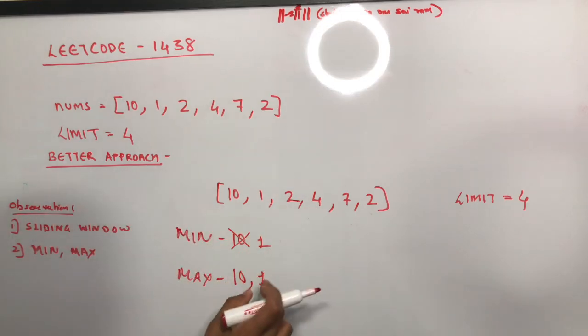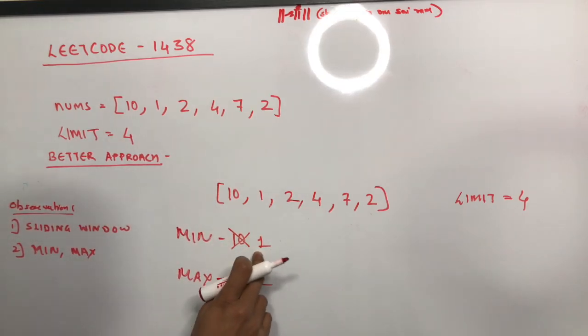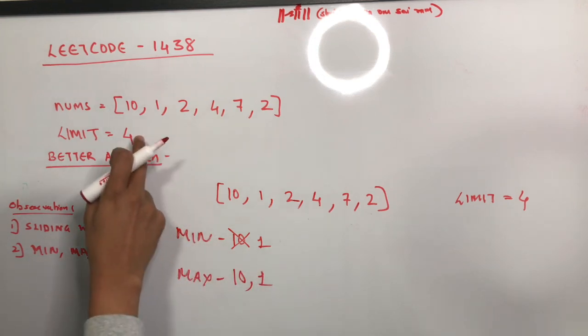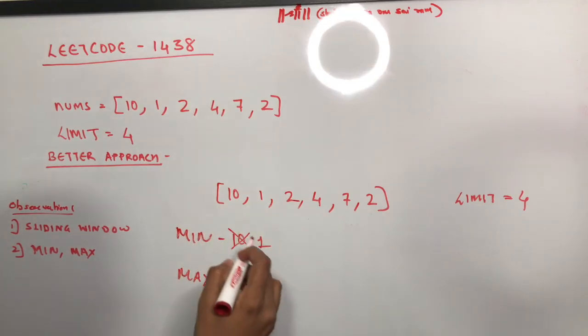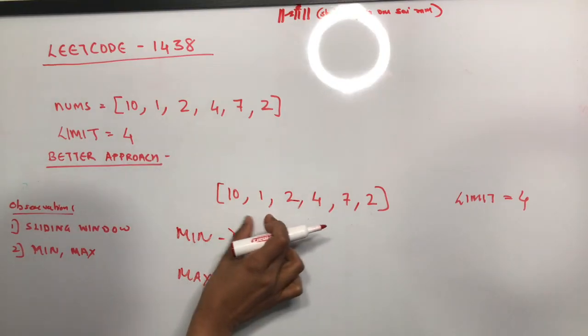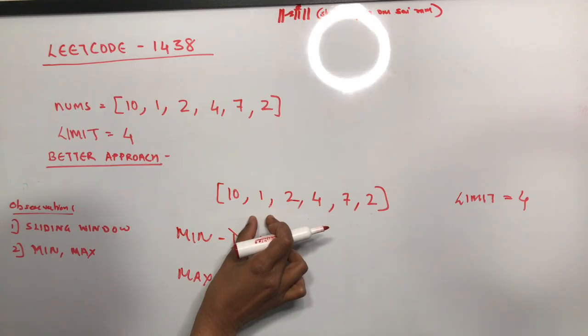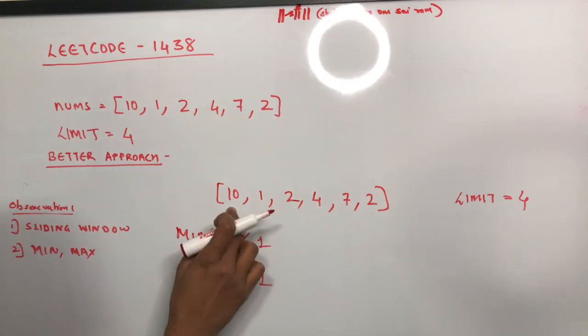Now here we are going to check the first element of both the queues, 1 and 10, and find out the difference between them, which is 9. But 9 is not less than 4, so the constraint is violated for this. And for that reason we have to shrink the left of the window, and when we shrink the left of the window we have to get rid of 10.